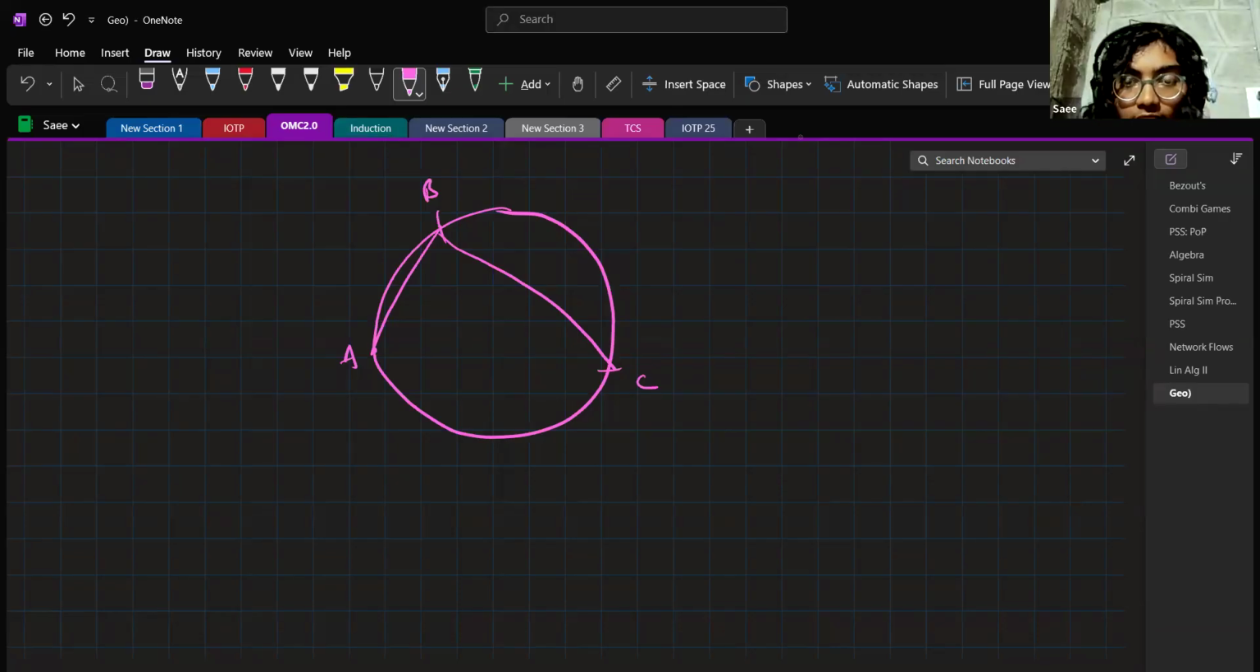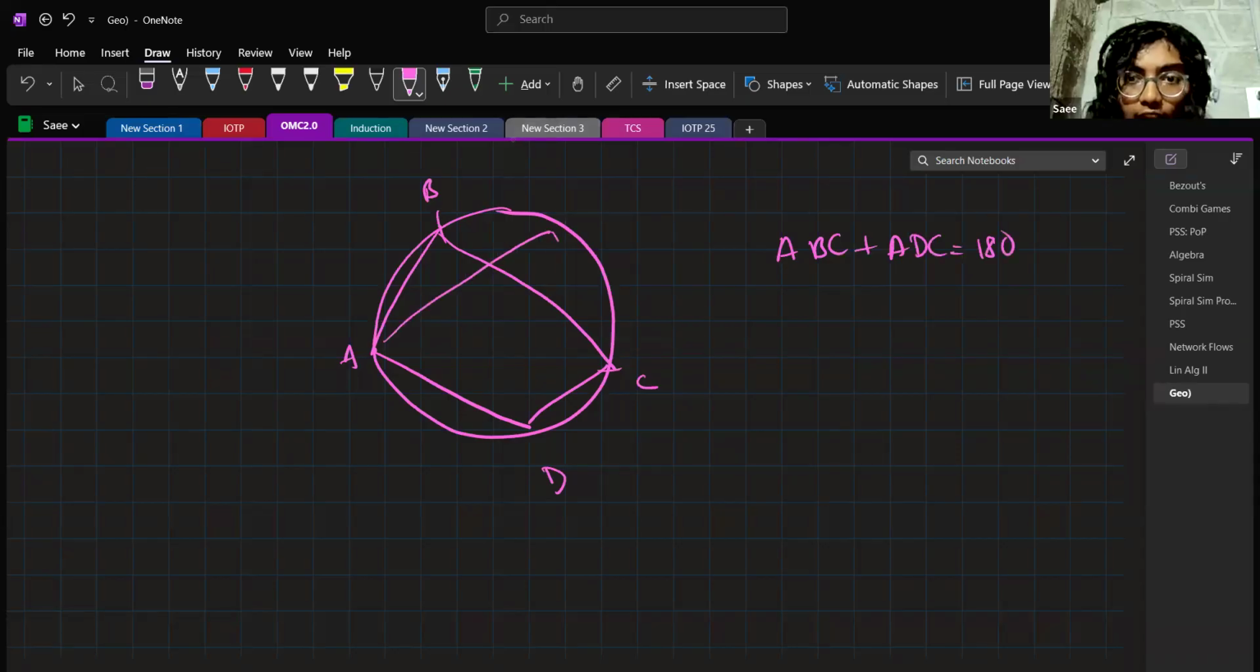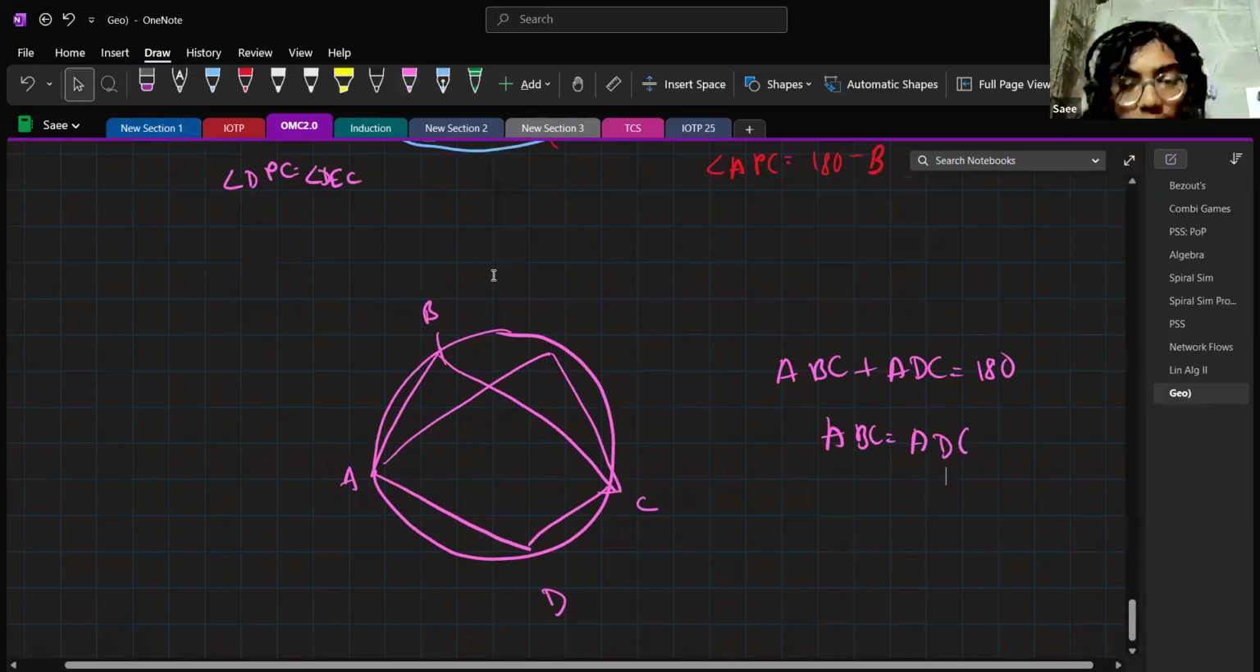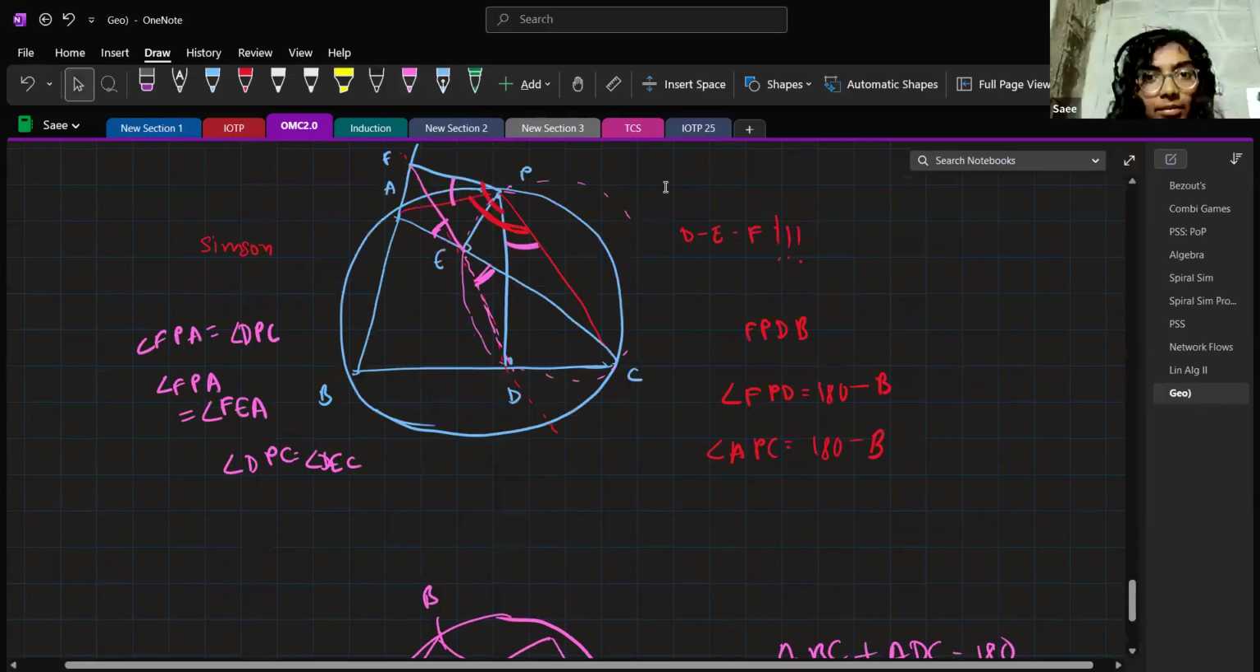So instead of having this scuffed rule of if this is on the other side, then we will want to have ABC plus ADC is 180. But if it is on the same side, then we will want ABC equal to ADC. And this is basically the idea that is stopping us from completing the proof here, because that could possibly lead to different things.